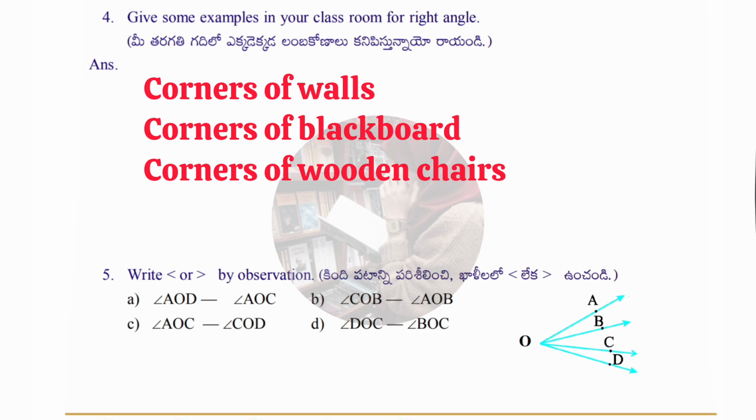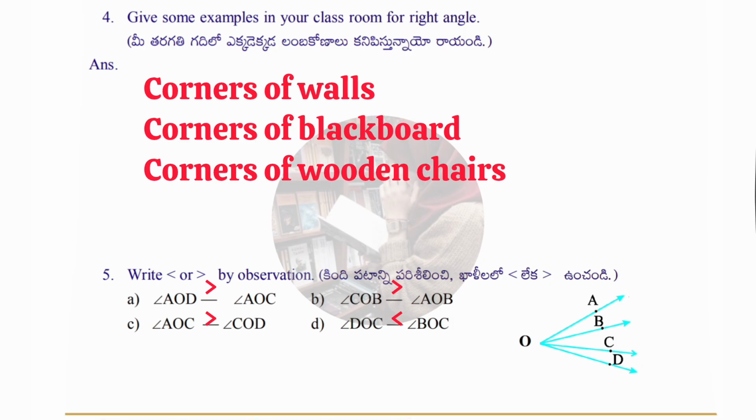If you observe angle AOD and angle AOC, which one is greater? Here angle AOD is greater than angle AOC. So put greater than symbol. Second one, angle COB dash angle AOB. You have to observe the 2 angles, angle COB and angle AOB.